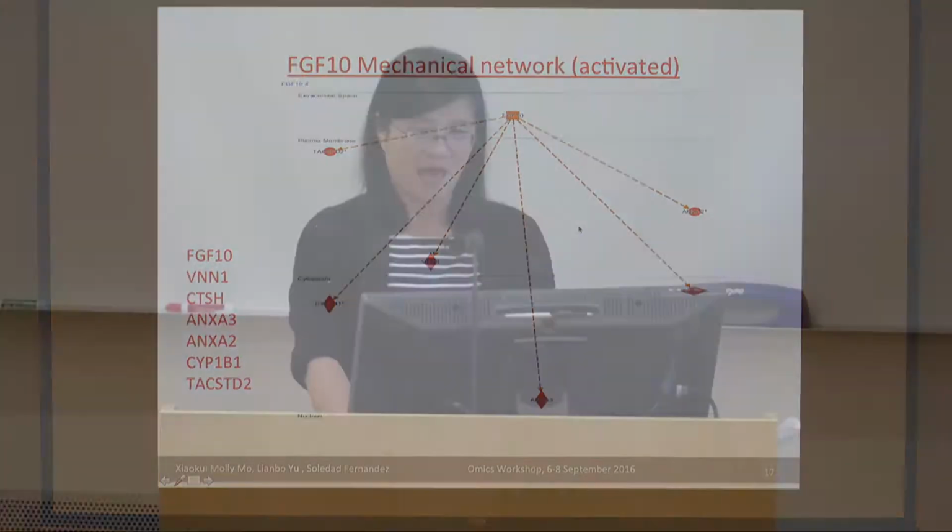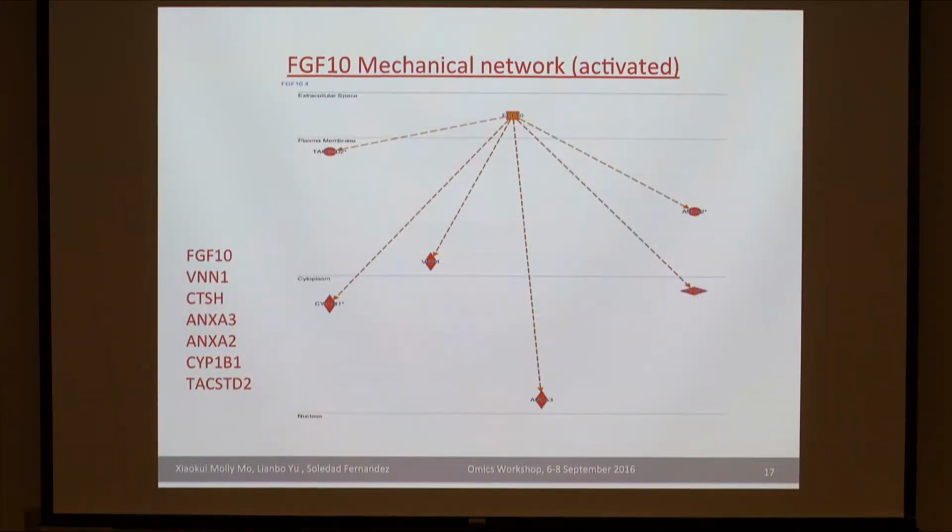Okay. And this one shows the activated mechanistic network. I guess this is fibroblast growth factor 10. This transcription regulator is activated in accelerated patients. That makes sense because it's a growth factor, right? And also in IPA, this figure shows you the location of those molecules. It can be in the membrane, the nucleus, or the cytoplasm.